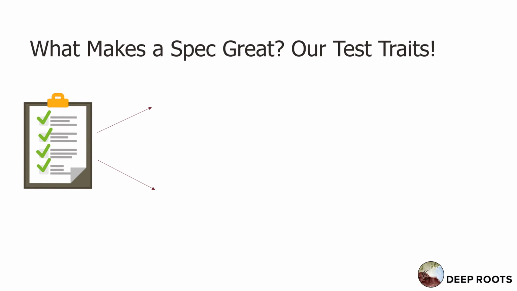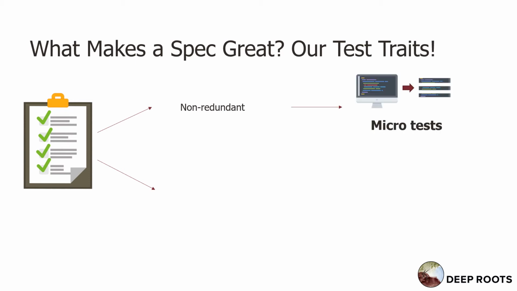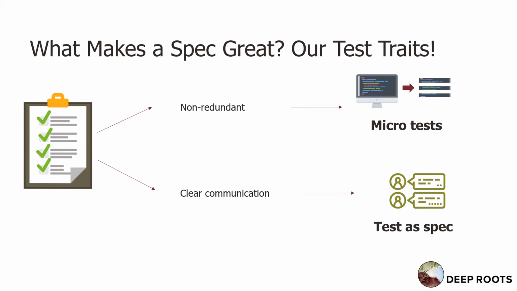Let's make a great spec. Regardless of the implementation, any spec must simultaneously have two qualities. First, a spec must be non-redundant so that its parts don't conflict. The microtest trait is defined to ensure that non-redundancy. Secondly, a spec must also communicate to a variety of audiences, including real users and developers. That is exactly the meaning of test as spec. Together, these two traits will make your tests effective as a spec.